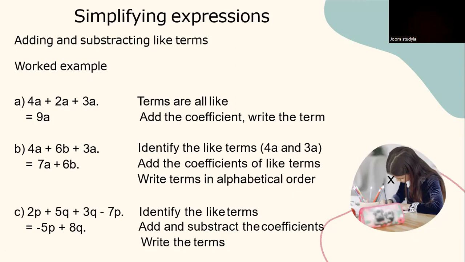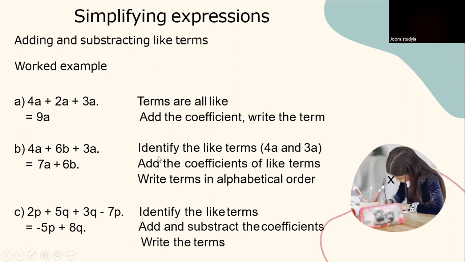And now, how you simplify the expression, adding and subtracting like terms. For example, given the example, you have 4a plus 2a plus 3a. That means the terms are all alike. So what you have to do is just add the coefficients and write the term. It's very simple: 4 plus 2 plus 3. That means 4, 6, 9. 9a is the answer.